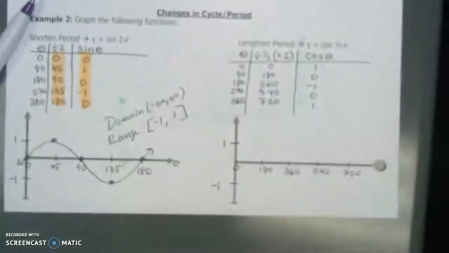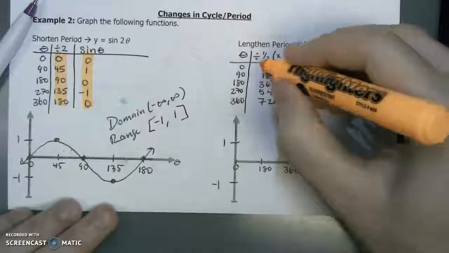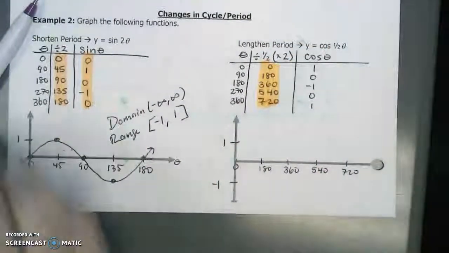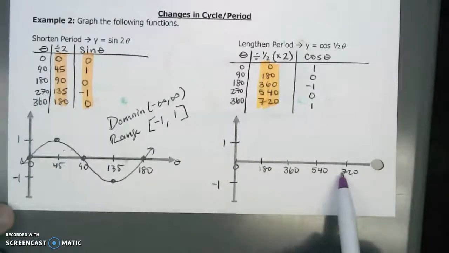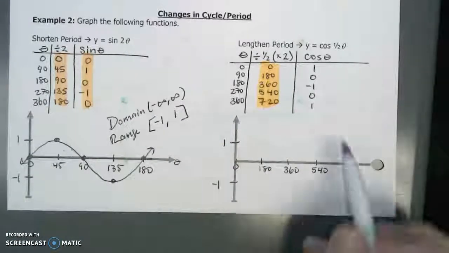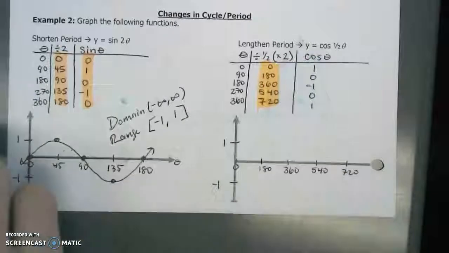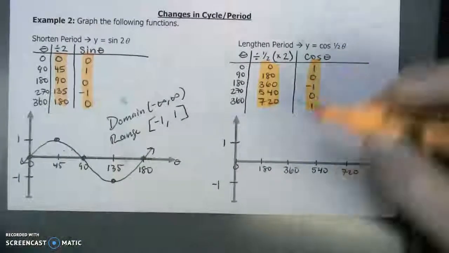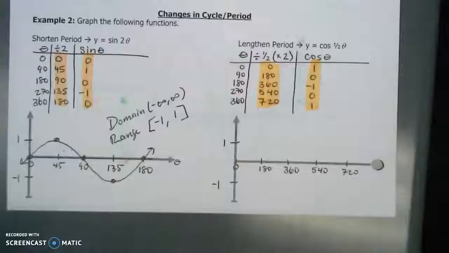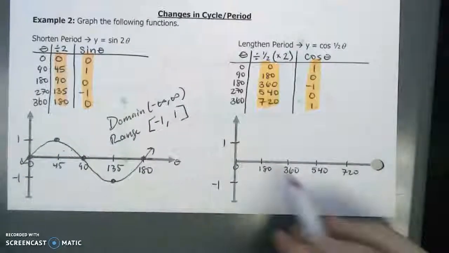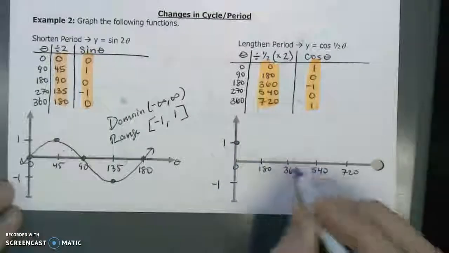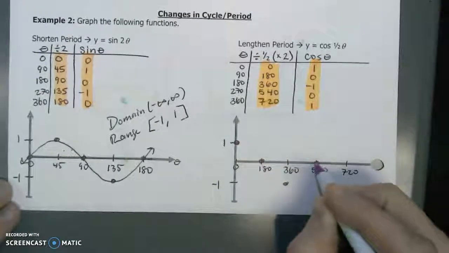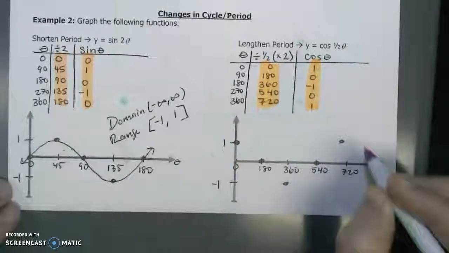That's where I got 0 through 720. These are the new theta values that we're going to graph. And I went ahead and put them on my x-axis, which is my theta axis. And then cosine had no numbers in front, so that means we are not messing with the y values. We're still going to use 1, 0, negative 1, 0, 1. So on my graph, 0 is at 1, 180 is at 0, 360 is at negative 1, 540 is at 0, 720 is at 1.